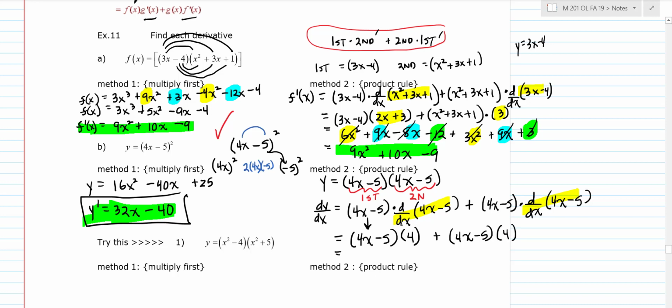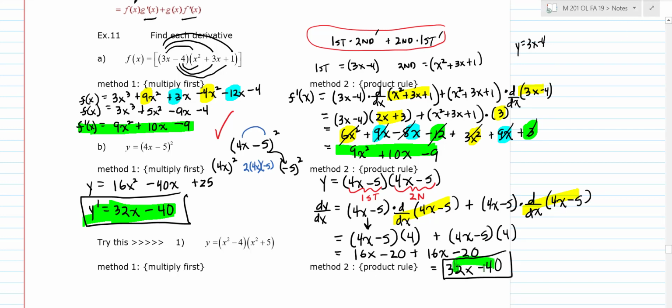Let's do distributive property. So 4 times 4x is 16x. 4 times negative 5 is negative 20. 4 times 4 is 16x. And then minus 20. All right, you got like terms, put it together. 16 plus 16 is 32x. Negative 20 subtract 20 is negative 40. So indeed, we get the same answer.